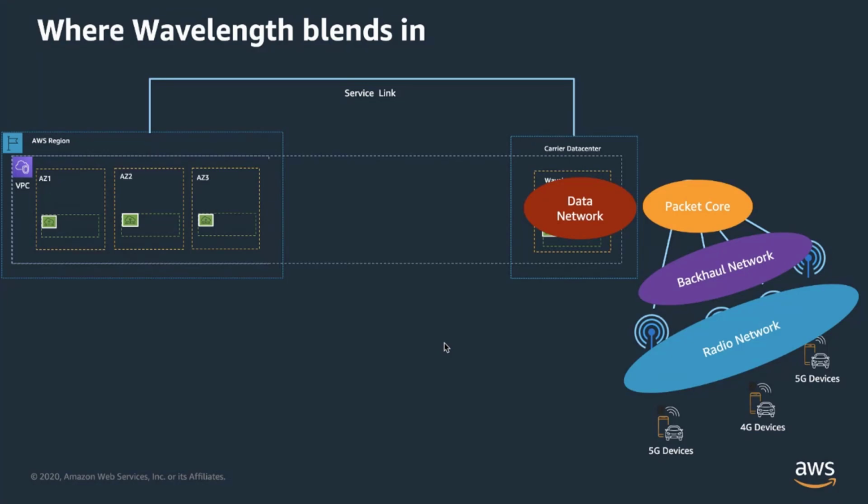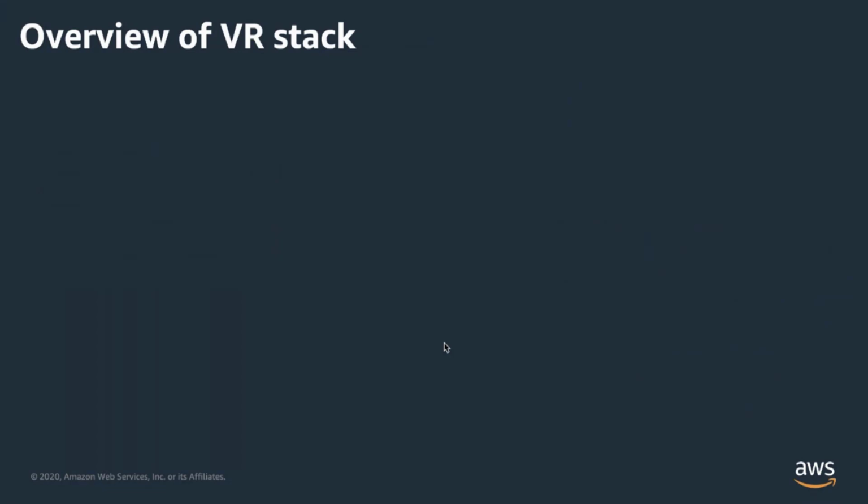So that's how Wavelength Zone works. It's a logical extension of a region into a carrier network where you can deploy and get that low latency benefit for your customers. Pretty simple and very cool concept. All right, so let's keep the Wavelength on one side of the puzzle, right? That's what mobile edge computing offers. We bring in AWS infrastructure ready to go.